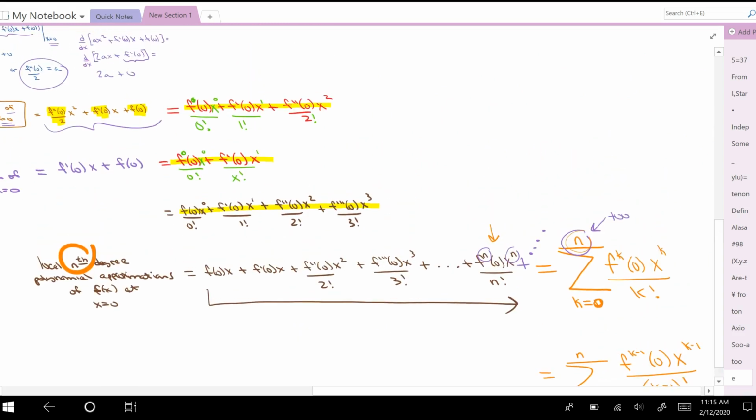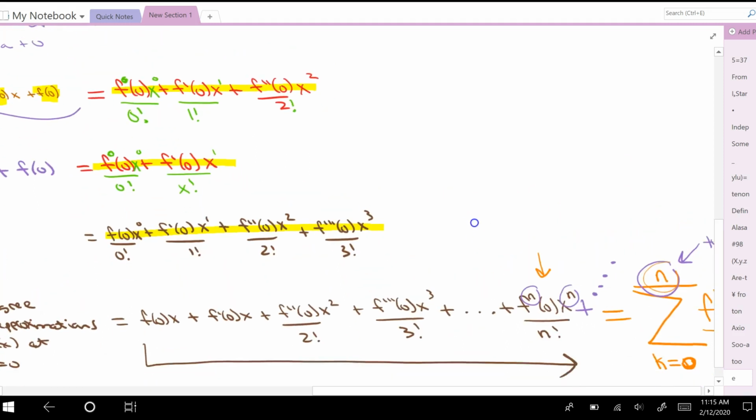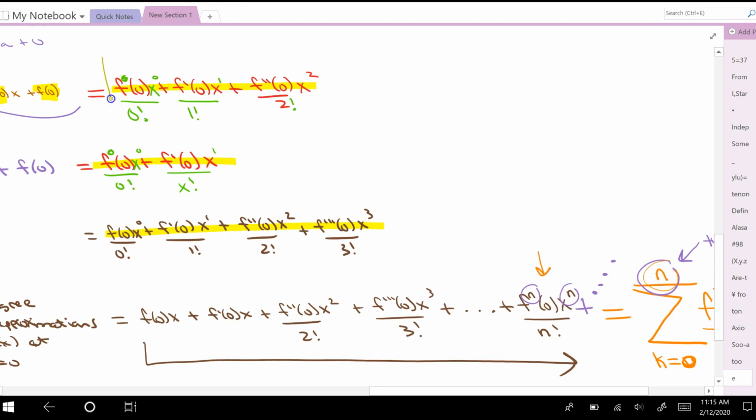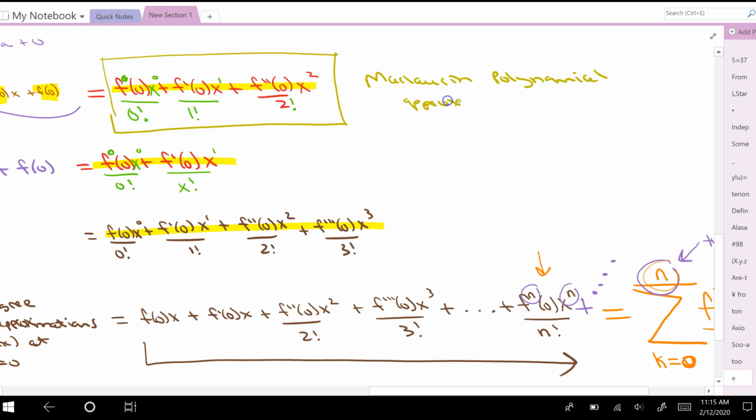I end with some vocabulary. And here it is. We could be very verbose about describing this. This is the degree 2 polynomial approximation of f of x at x equals 0. Or we can call this a Maclaurin polynomial approximation of f of x. What does this phrase Maclaurin polynomial approximation of f of x mean?